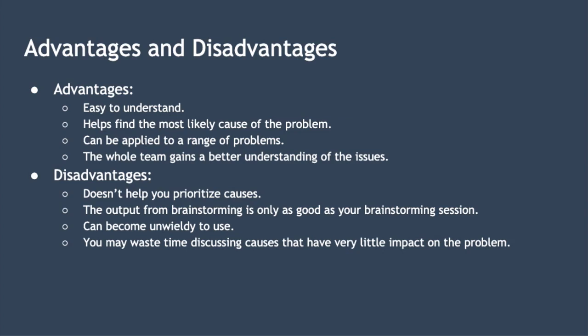In terms of disadvantages, then the diagram doesn't help you prioritize causes. You have to do that for yourself. The output of the brainstorming is only really as good as your brainstorming session with your team. They can also become unwieldy to use for very complex issues. You can imagine where you may have hundreds of potential causes. It's very difficult to represent that graphically. And finally, you may waste time discussing causes that have very little impact on the problem.